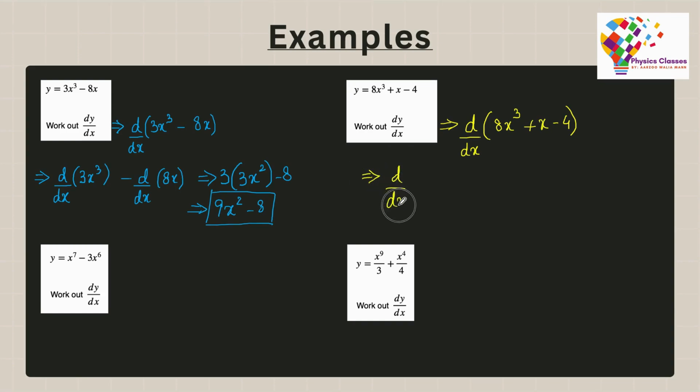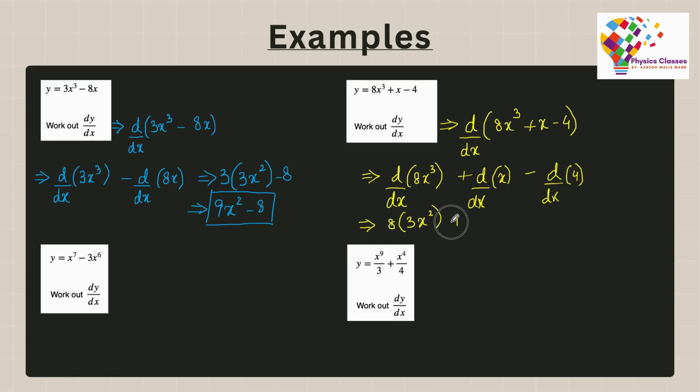Now the differentiation of 8x cube, if you want to do, you keep 8 out of differentiation. The differentiation of x cube would be 3x square. Differentiation of x with respect to x is just 1, and differentiation of 4 with respect to x is 0, since it is a constant. Therefore, my final answer becomes 24x square plus 1.